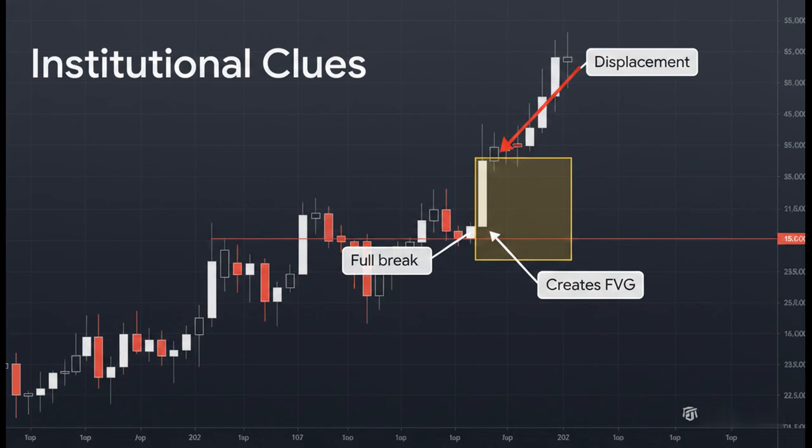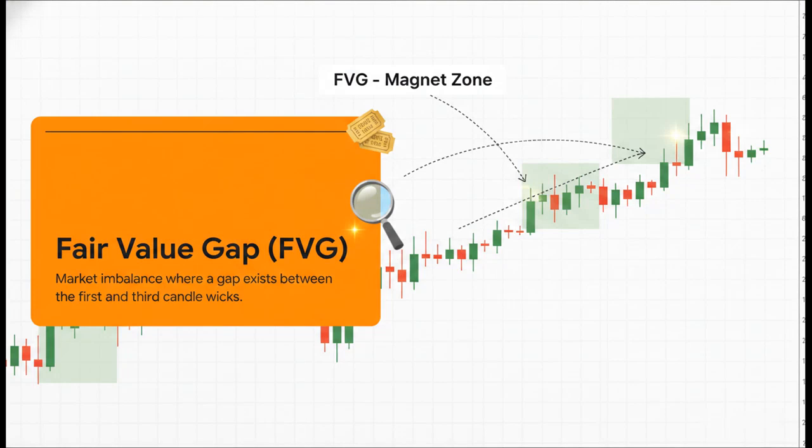Well, these are the specific visual clues you need to look for that validate a true shift. You want to see that impulsive displacement. You want the full-bodied break. And crucially, this is the big one. It must leave behind a fair value gap while challenging the current trend. The fair value gap is basically your golden ticket here.